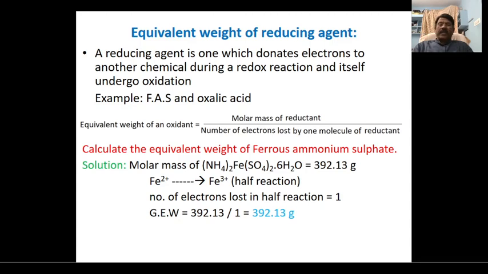We can calculate equivalent weight of ferrous ammonium sulfate. To calculate FAS, we need a molar mass. The molar mass is 392.13. In this, initially ferrous is 2 plus and it converts to Fe3 plus, half reaction. Number of electrons lost in half reaction is 1. Then gram equivalent weight of FAS is 392.13 divided by 1, which is the same, 392.13.